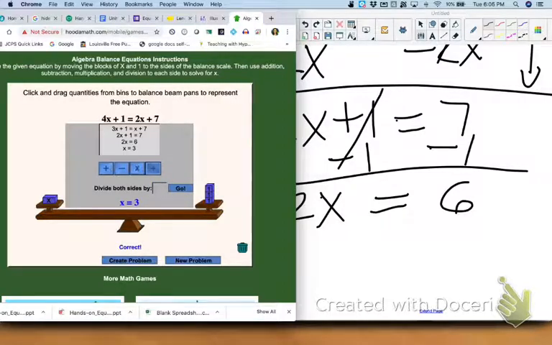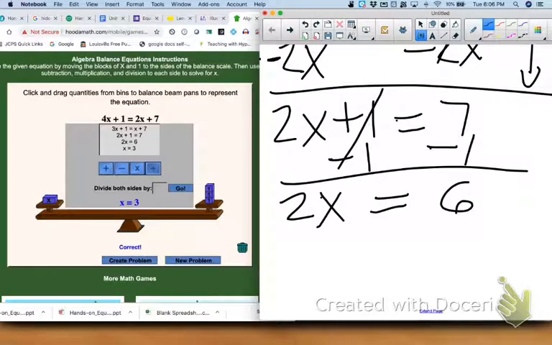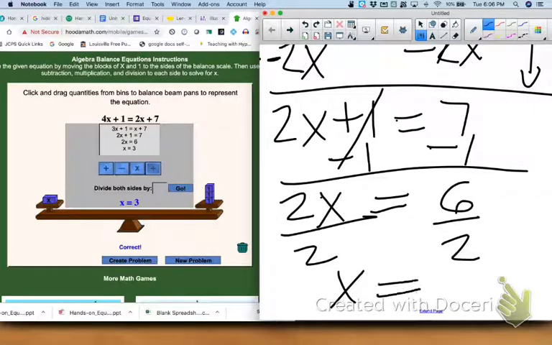Yay! So it gives me a nice little message that says correct. I know I did it right. But of course, I still want to do the last step on my recording sheet as well. So I'm going to divide both sides by 2. X is equal to 3.